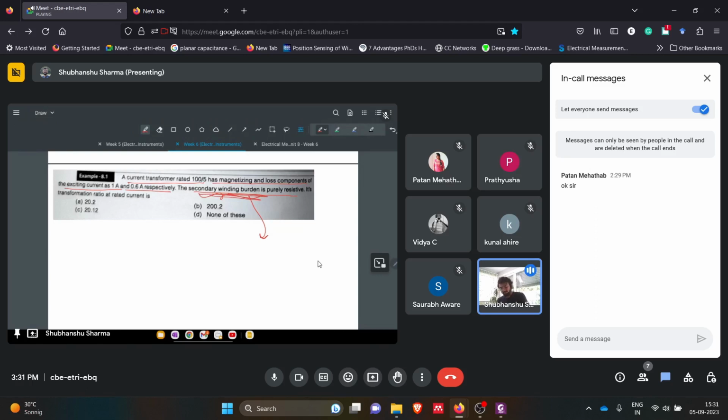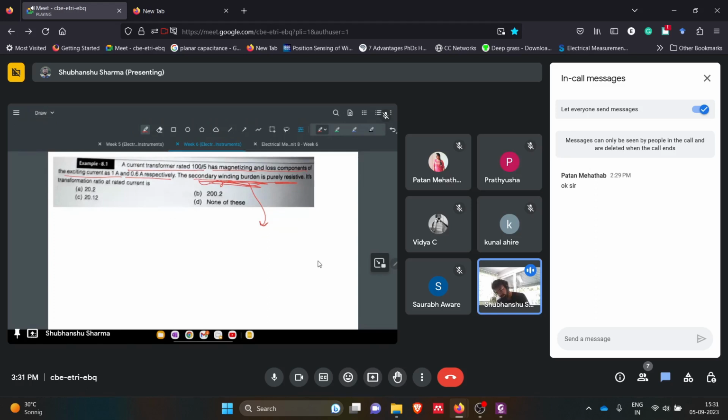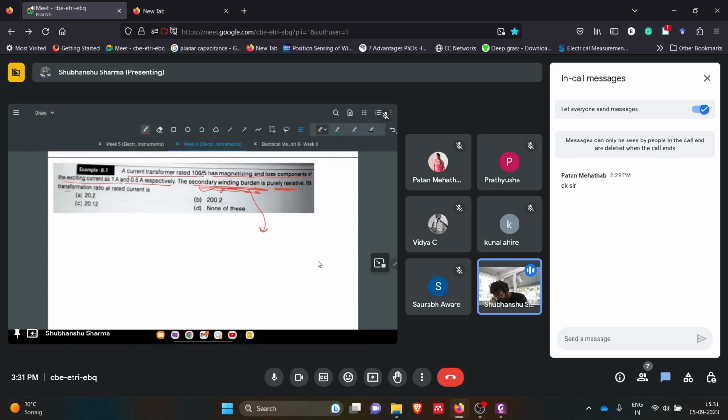Now they say let's assume it is purely resistive. Okay, we accepted that. So they are asking what will be the transformation ratio at rated current. Observe this question. They are talking about the CT, with the rating 100 by 5. So this is the primary current and this is the secondary current, because it is stepping down the current. By logic also we can say the secondary side current should be low.